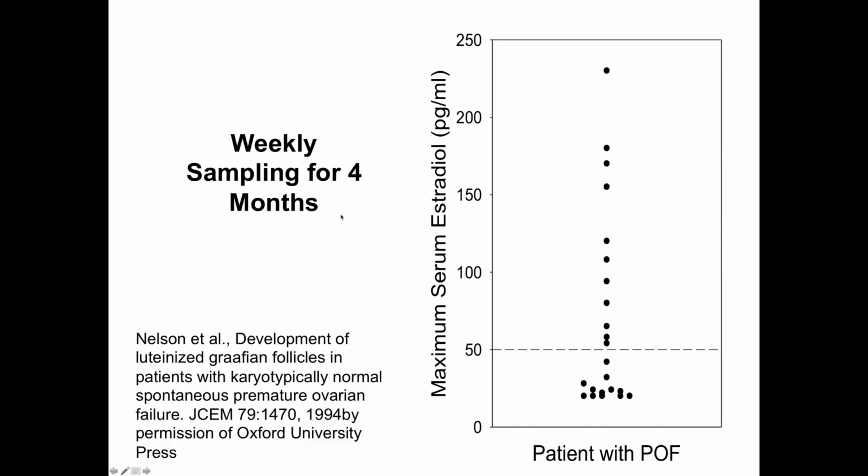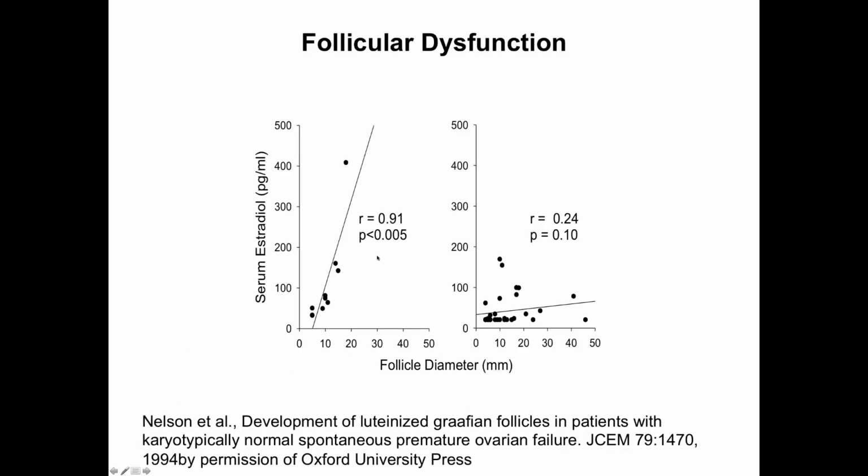Well, we decided to get some data on how frequently we see follicle function in women with POI. So we did weekly sampling for 4 months on women who were not on any hormone replacement therapy, measured the maximum serum estradiol each week, and then graphed the maximum E2 level over those 4 months. Each one of these dots represents a woman with POI. And this line of 50 picograms per mil represents evidence of follicle function. If you get an estradiol over 50, it's generally recognized evidence that you have a follicle making estradiol. Well, look, over half of these women had a follicle sometime during those 4 months, which goes along with the ultrasound finding. Those are follicles.